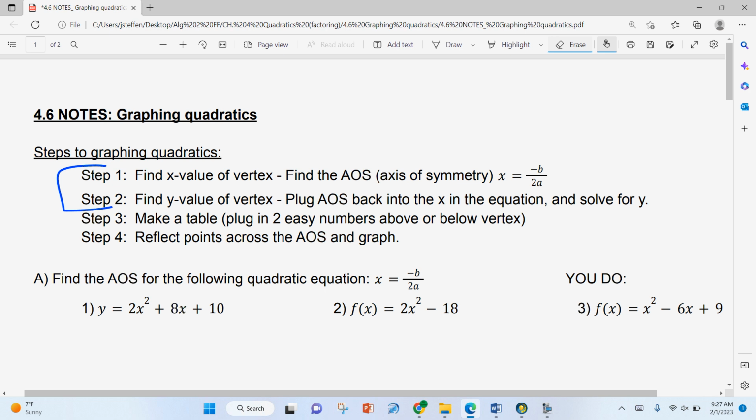Step 3, we're making a table, just like I had. And step 4, we're reflecting on the graph, not like your personal life, although that's probably healthy.